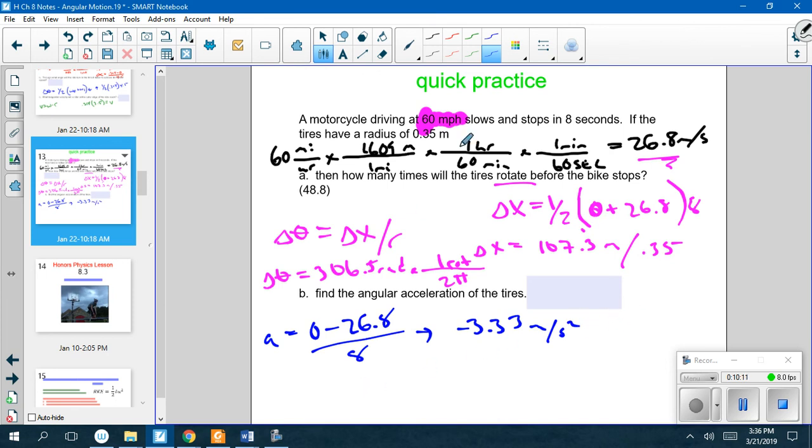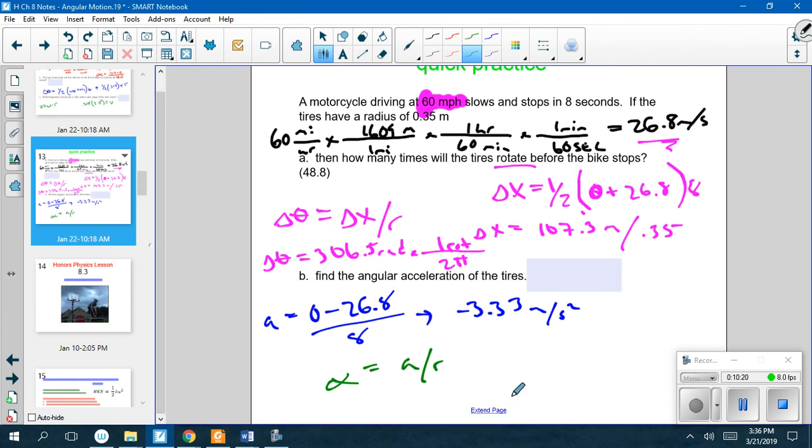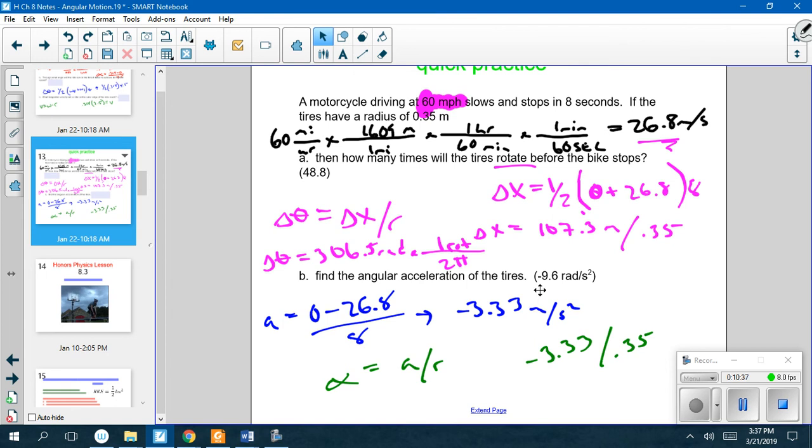Our angular acceleration should equal our linear acceleration divided by the radius. So negative 3.3 divided by 0.35. And that should give you negative 9.58, about 9.6 radians per second squared. Alright, so that's angular acceleration.